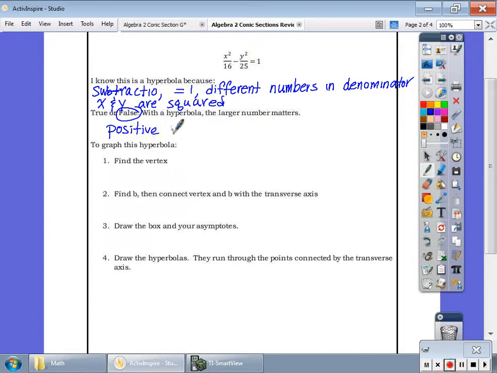It's with the ellipse that we're interested in the bigger number. I thought it was the 16. I thought it was what's under the first. That's the positive number right there, but it's not the biggest one in this case. You good to go? All right, here we go.